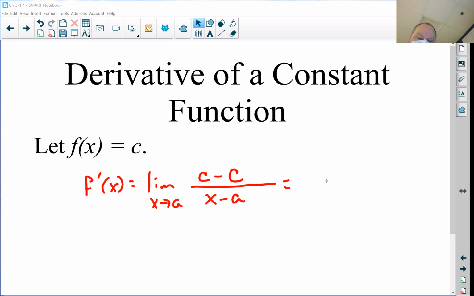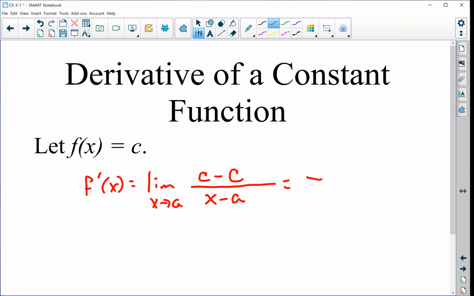All right, so what is C minus C? 0, okay? That's a really bad 0. That's it. If we have the derivative of a constant, it's 0.